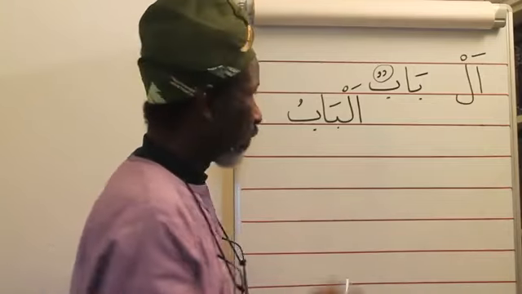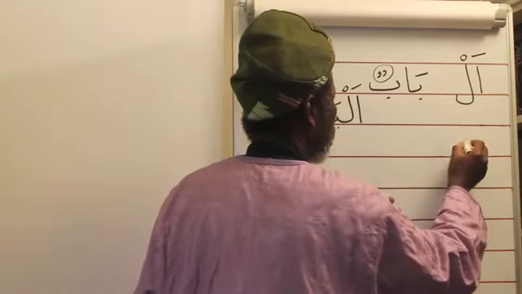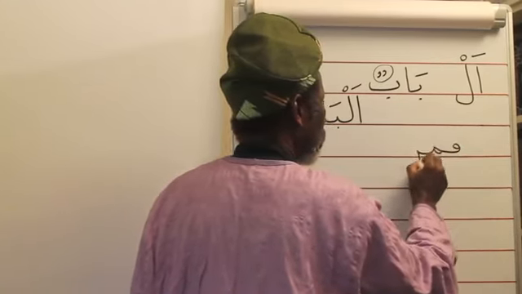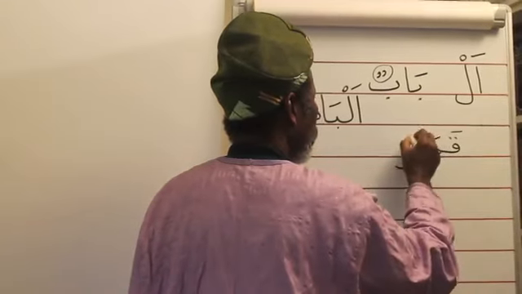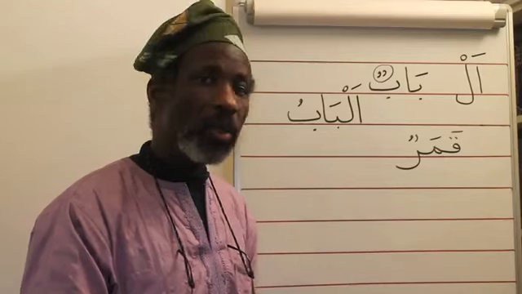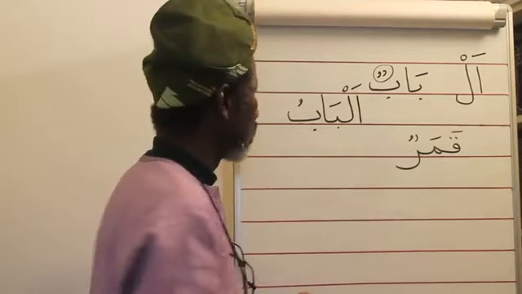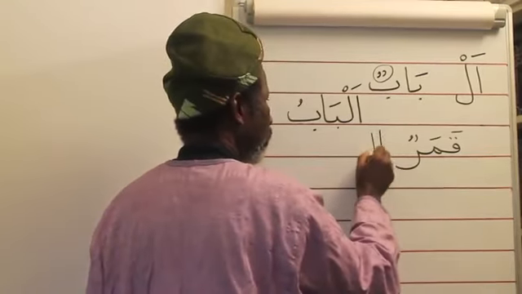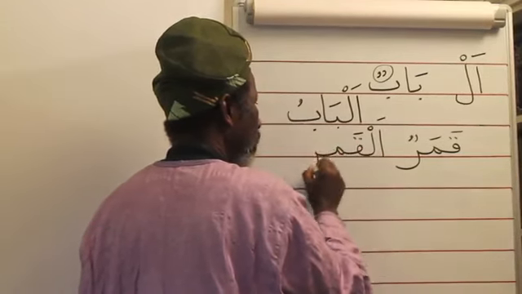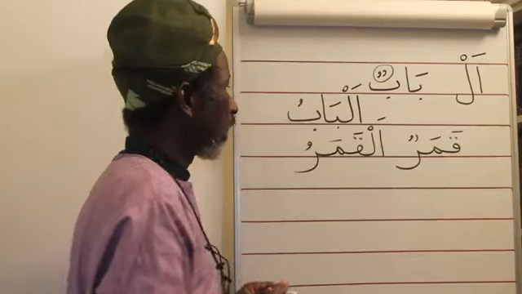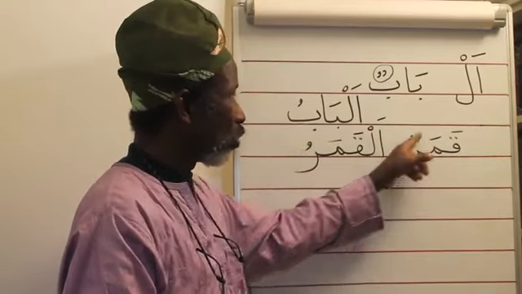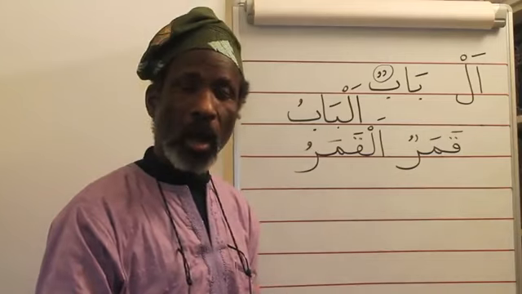Another one, if I say qamarun, that means a moon. How do we say the moon? I'll say al qamaru. Again, we pronounce the al and then we reduce the un to a u. Al qamaru.